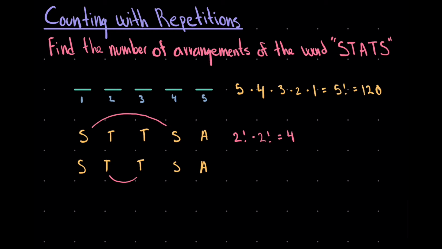So to get the desired answer, it's not just 120, but it's 5 factorial over 2 factorial times 2 factorial. This is equal to 120 over 4, or simply 30. So we were able to find a pretty convincing pattern here to count the number of arrangements when there are repetitions. Let's see if we could write a more general formula to describe this relationship.